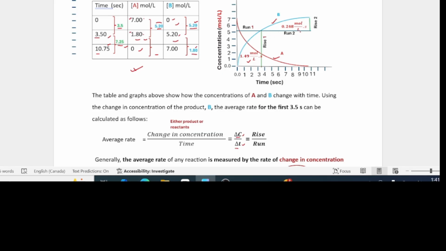Doing the same thing here for the next 7.25 seconds. This is moving from 3.5 to 10.7 here. So take your rise here, which is 1.8, and divide that by the run here, which was 7.25. We ended up with a slope here, which represents the average rate for the next segment. Notice what happens. The rate of a reaction slows down with time. And later on you're going to find that that is attributed to a change in concentration of the reactants.